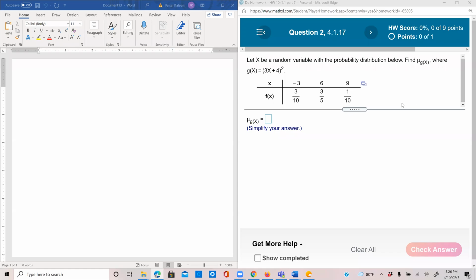So now we are going to find the mean of not x. Previously, we've been just finding the mean of x, or the expected value of x. But now we'll be finding the mean of a function of x, and the same rule applies. So mu of g(x) means the expected value of g(x).